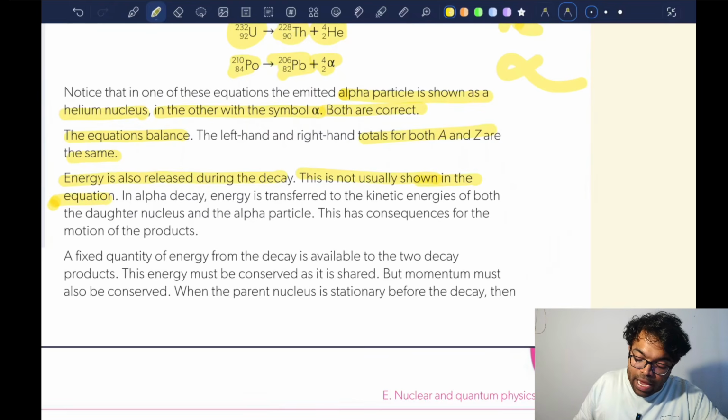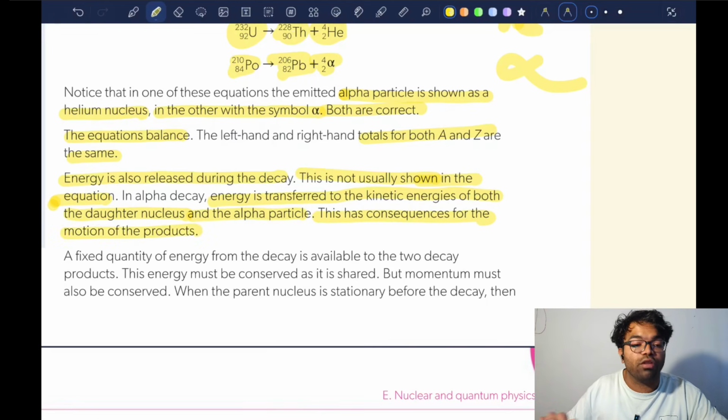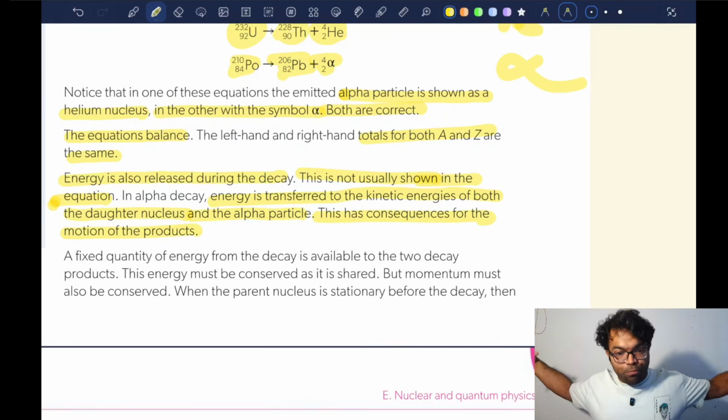In alpha decay, energy is transferred to kinetic energy of both the daughter nucleus and the alpha particle. This has consequences for the motion of the products. Imagine this: you had a raw egg in your hand, and it fell from your hand to the ground. When it falls, the shell breaks like this.